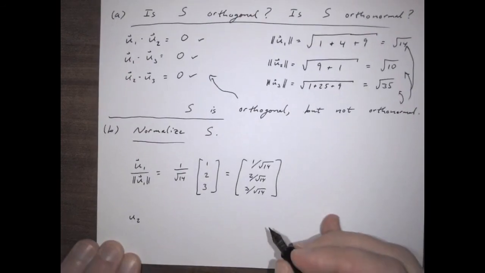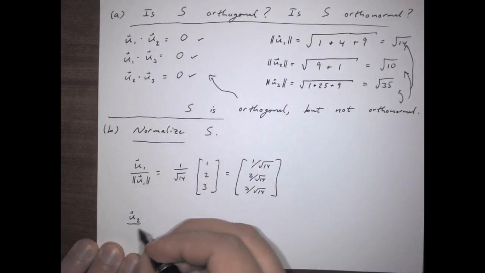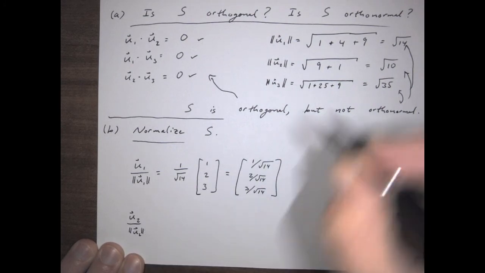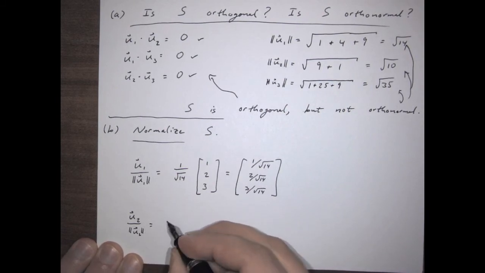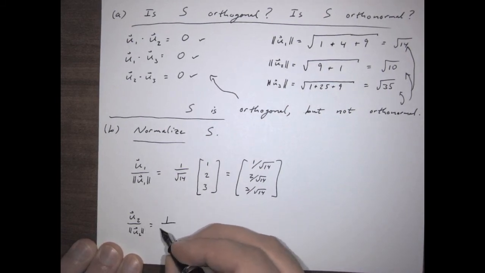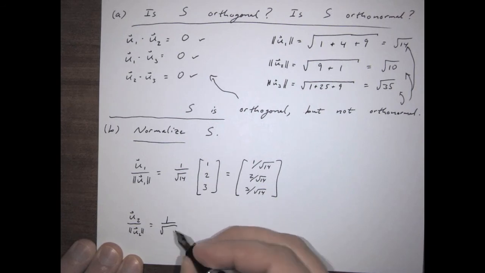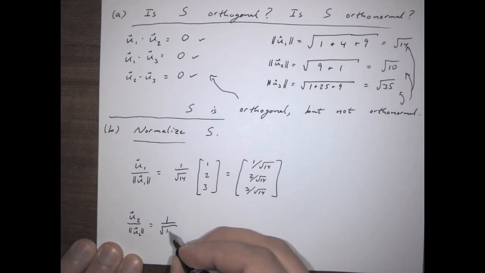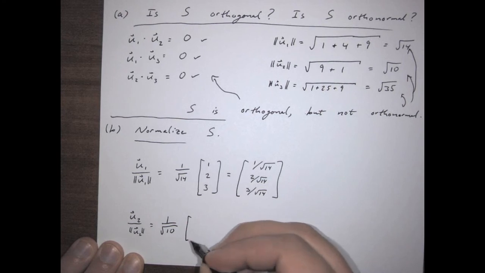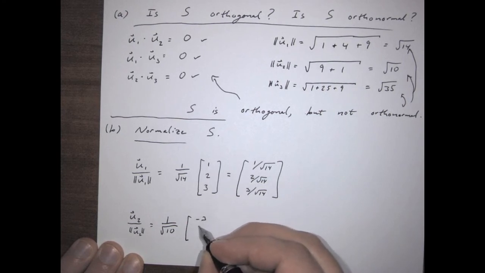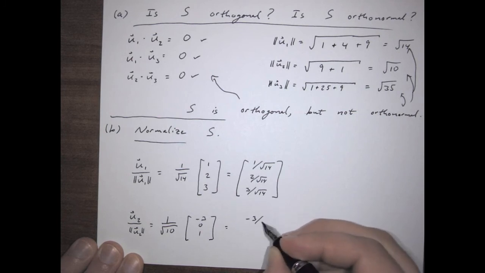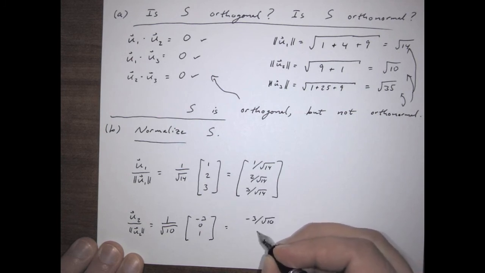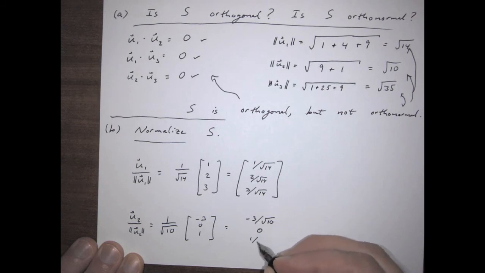U2, we'll just do the same thing, divided by its own magnitude, which we already found. It was unnecessary to have found it. We already had an answer to part A, but we had a feeling it might come in handy. By which I mean I had a feeling it might come in handy because I knew what was happening, because I'm the one writing the script. So we have this (-3, 0, 1), which is equal to negative 3 over root 10, 0, and 1 over root 10.